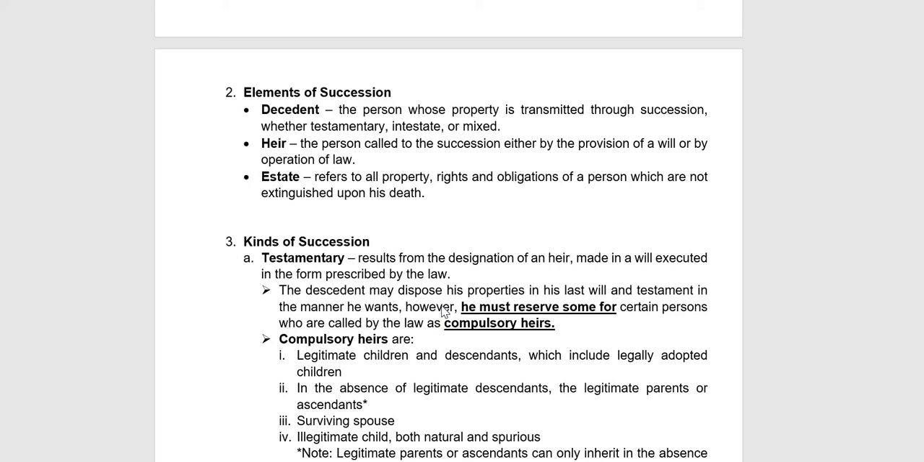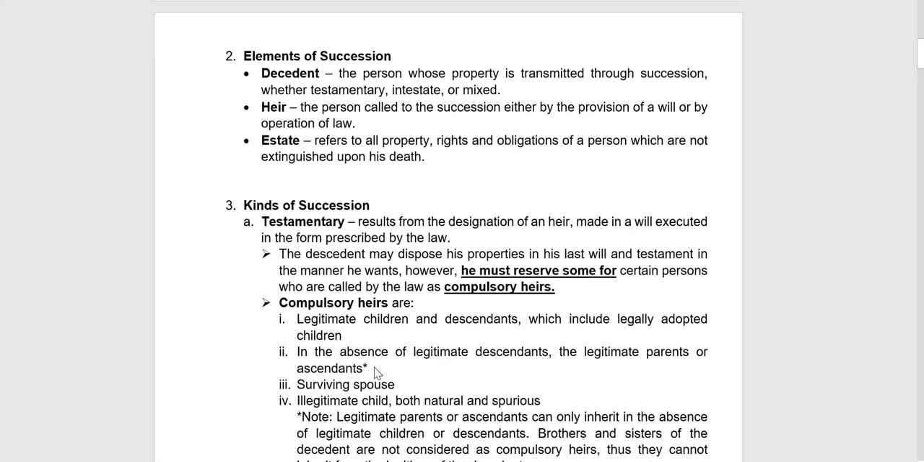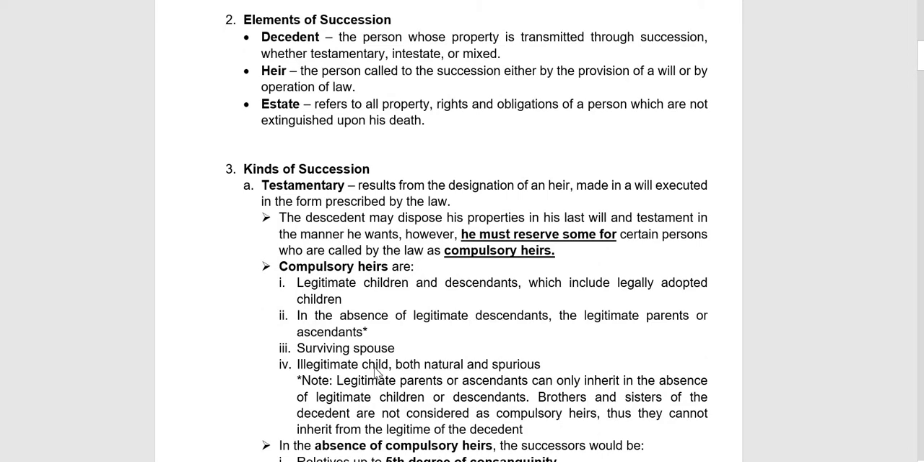So this is actually the portion of the estate for the compulsory heirs. No? So these are the compulsory heirs. We have the legitimate children and descendants, which include legally adopted children. And we also have, in the absence of legitimate descendants, the legitimate parents or ascendants, the surviving spouse, and illegitimate children, both natural and spurious. Note that legitimate parents or ascendants can only inherit in the absence of legitimate children or descendants.